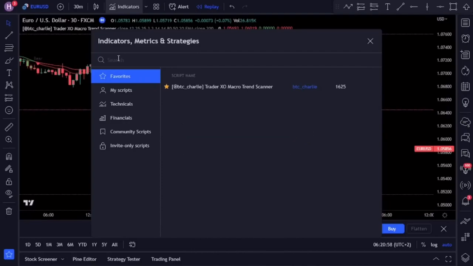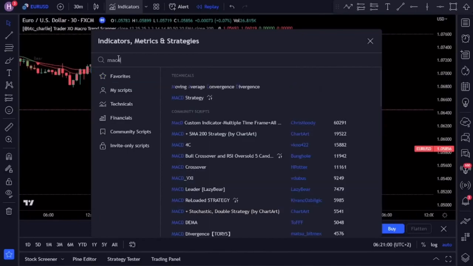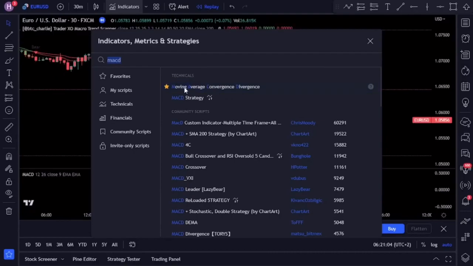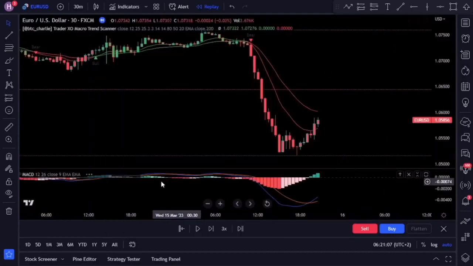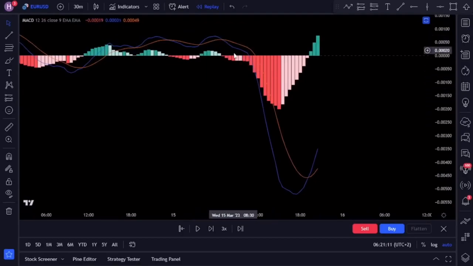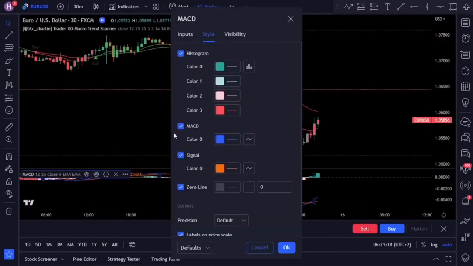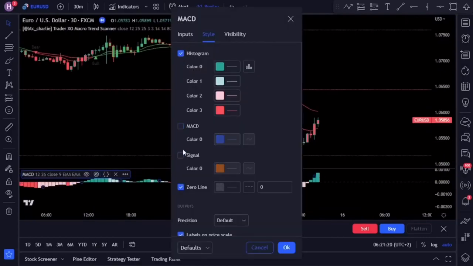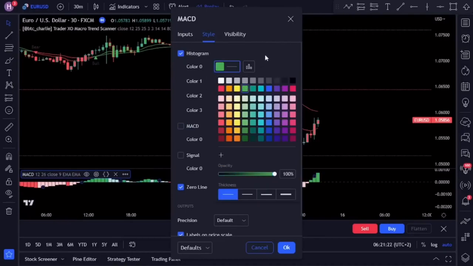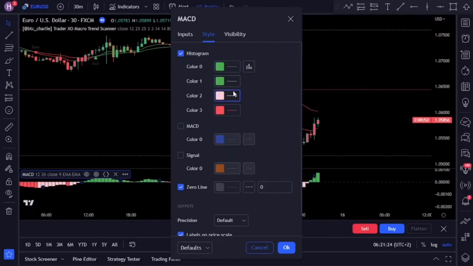Now, open the indicator option, type MACD, and apply the moving average convergence divergence indicator to your chart. This is how the indicator looks, and it contains some histograms in a single line and an MACD line. Next, we'll make some changes to the settings of the indicator. First, remove the MACD and the signal line. Second, change your histogram colors to green and red only.